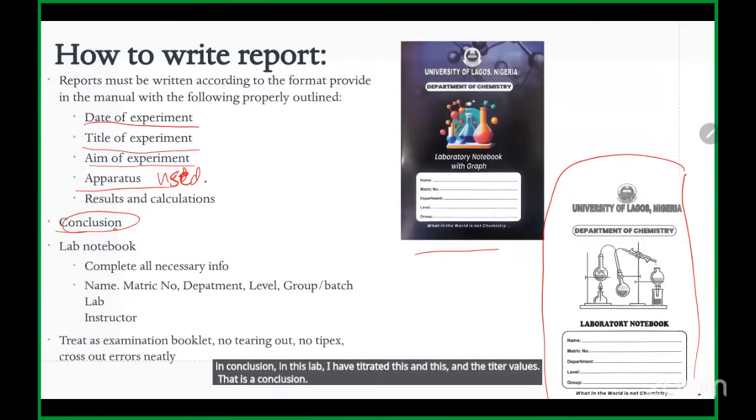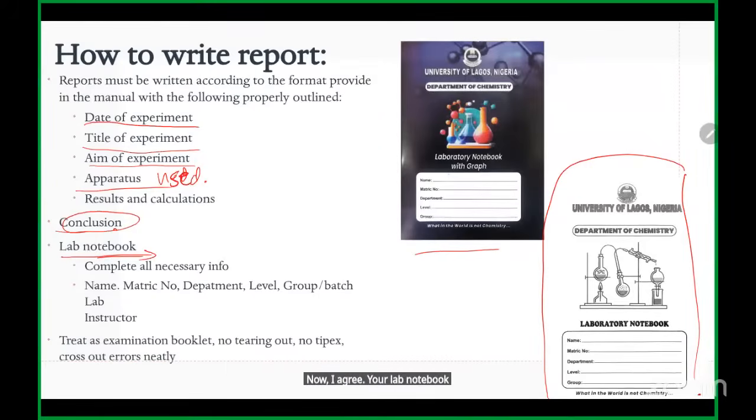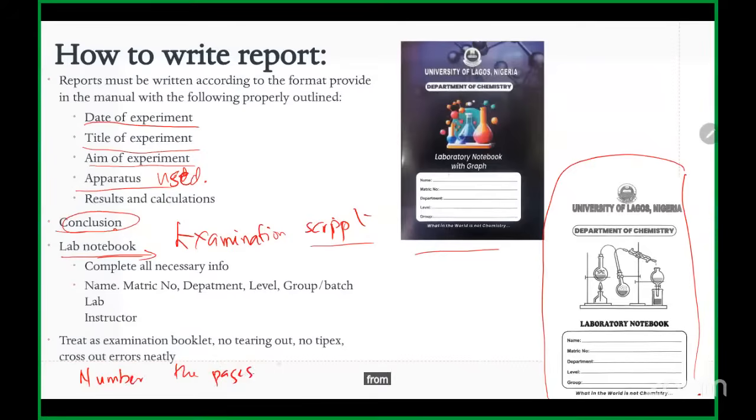Now, again, your lab notebook, treat it as an examination script. So what does that mean? You cannot tear it out as you like. So number the pages from the beginning to the end.